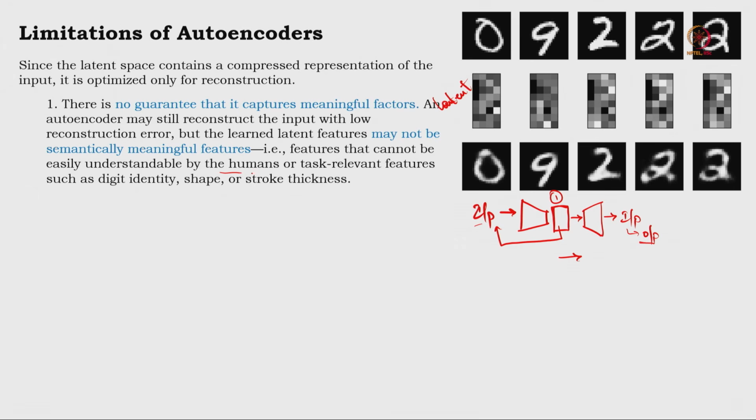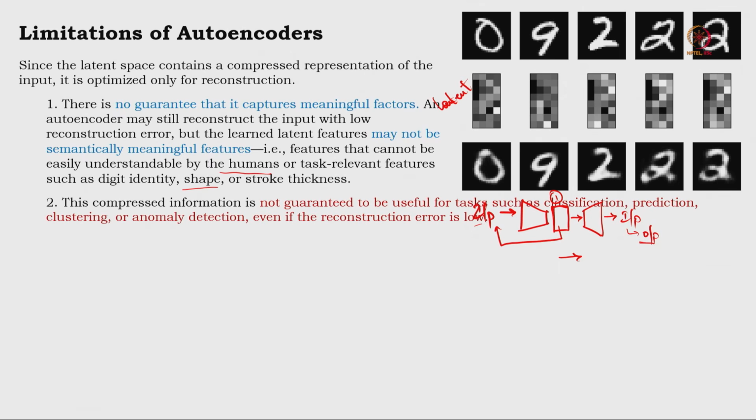This is the first problem, and the second is that there is no guarantee that the latent space has task relevant features. What are task relevant features? Suppose you take handwritten digit recognition, this latent space will not assure that there is a proper shape, or the thickness of the strokes. There is no guarantee with all of these. So, this is the first limitation, and the first limitation deals with the latent space.